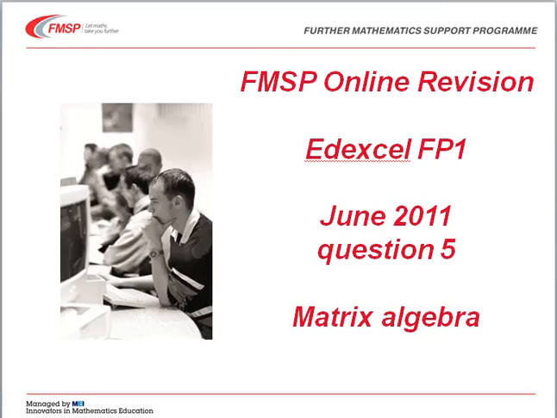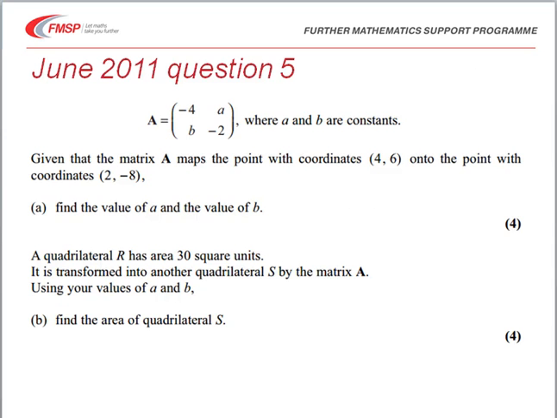In this video I'm looking at the solution to question 5 of the June 2011 Edexcel FP1 paper. The topic of the question is matrix algebra. The question starts by giving us a matrix A, which is (-4, a; b, -2), where the values of a and b are constants that we need to find in the first part of the question. We're also given that A maps a point (4, 6) onto a point (2, -8).